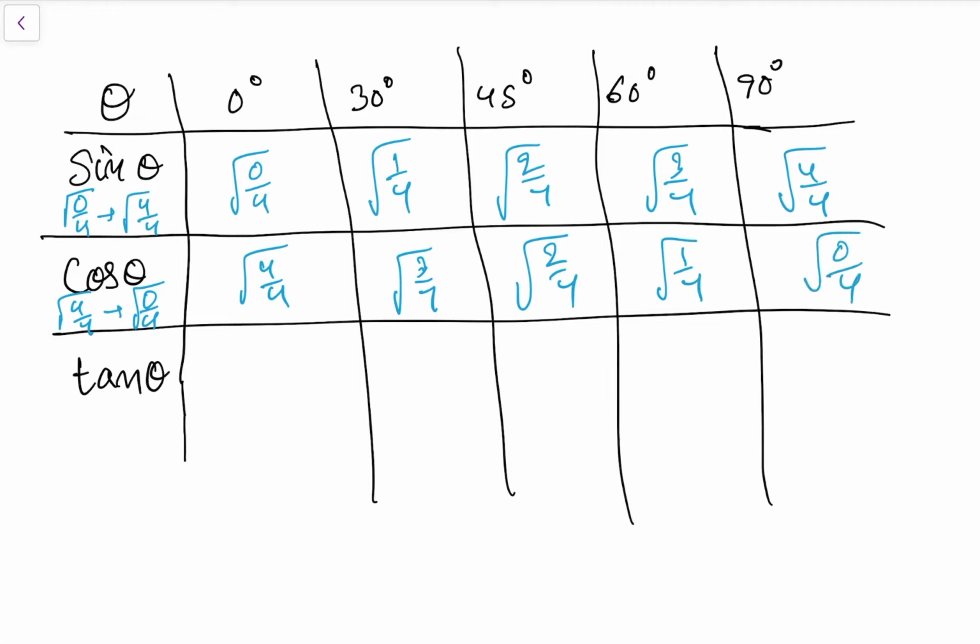Tan theta, we know that is sin theta by cos theta. So from the above two we can derive the tan theta. So it will be 0, 1 by root 3, 1, root 3, and this will be division by 0 for tan 90 degree, so that is not defined.